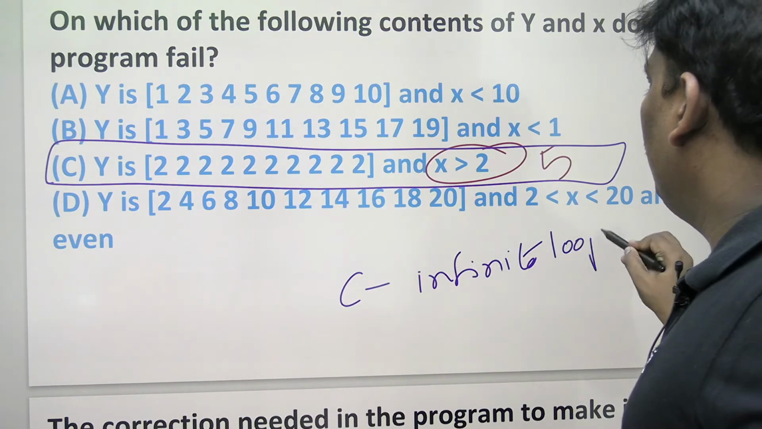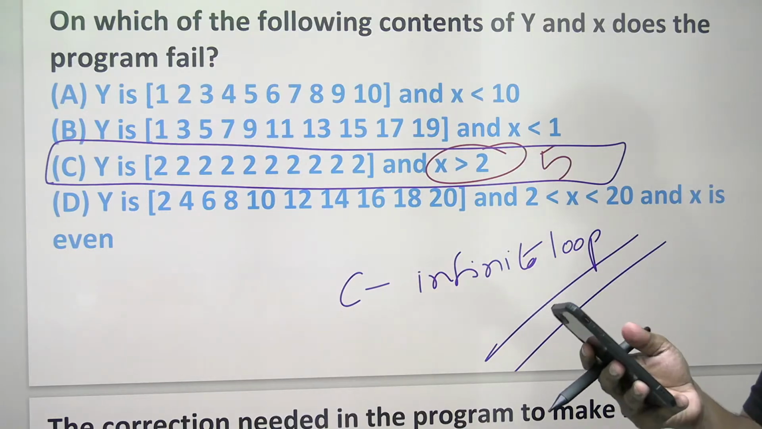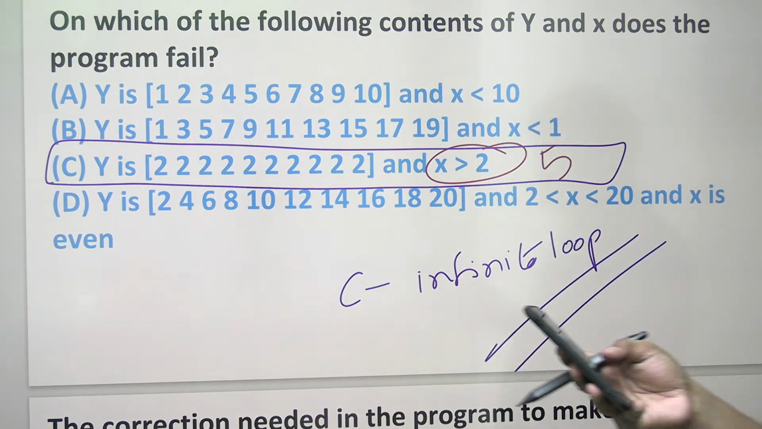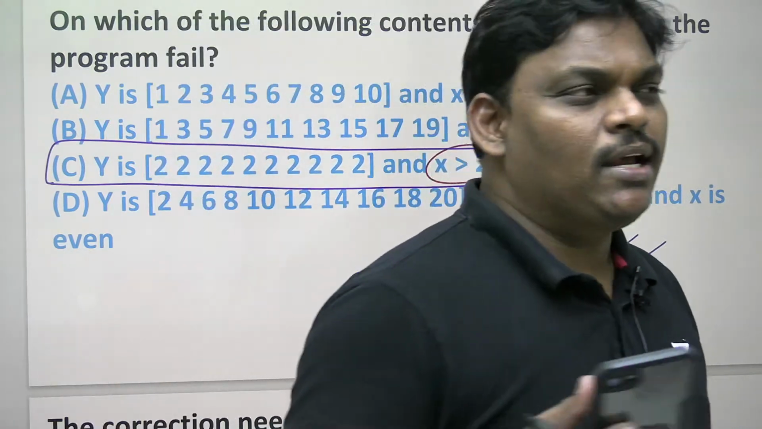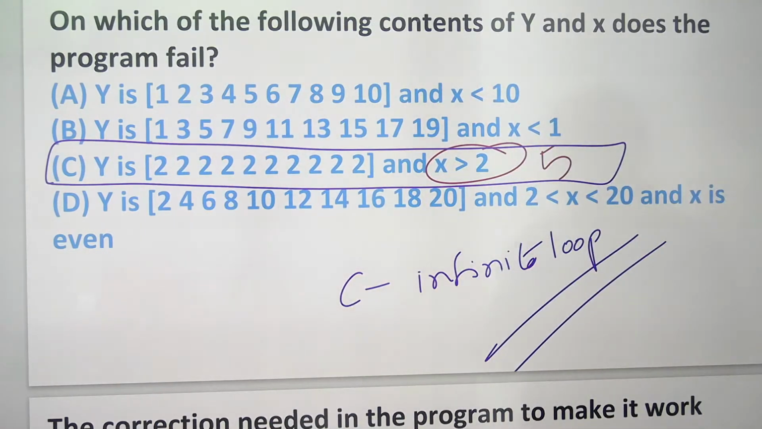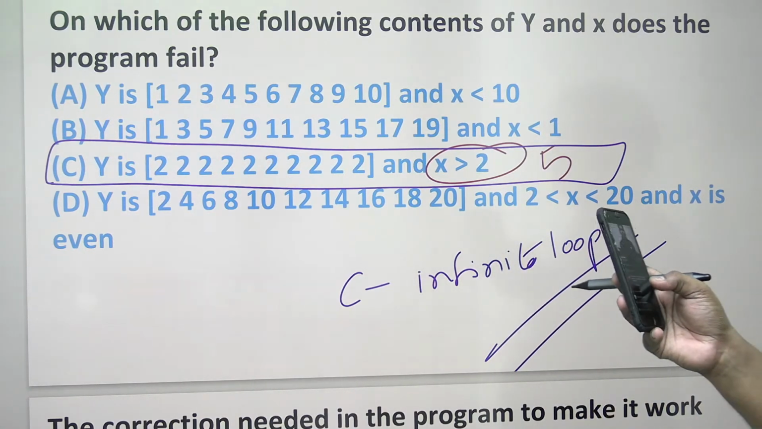Option C is an infinite loop. Please take care. If anyone is not getting it, you can verify one time. Binary search algorithm is applied. A small mistake was done. Option C will go into an infinite loop.